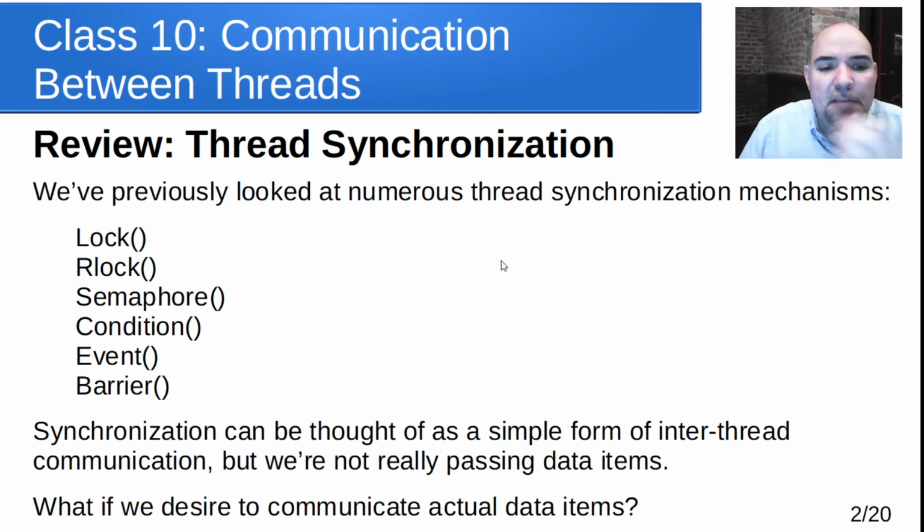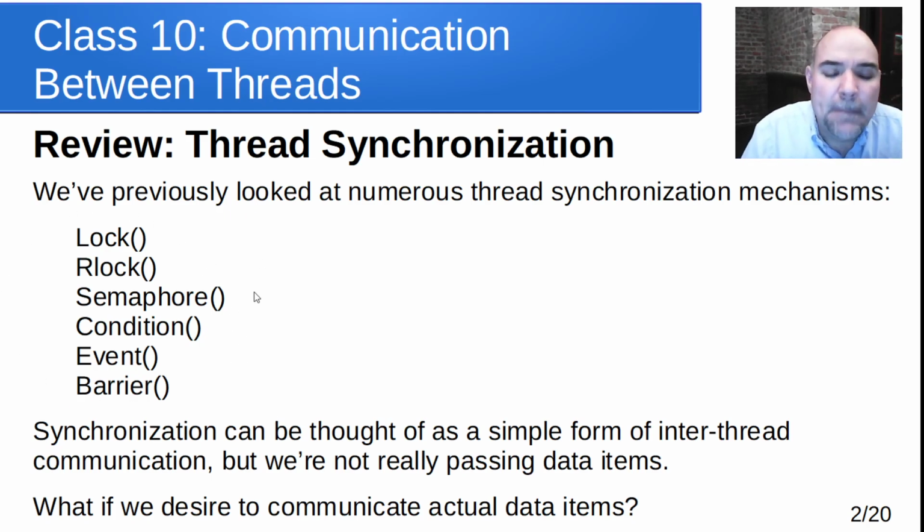Synchronization can be thought of as a simple form of inter-thread communication, but we're not really passing data items between things. Really, you're not saying, hey, here's a piece of data. Now, we've done that, for example, with the monitor concept and condition objects. We created a buffer class and used a condition variable with a with block around that. If the buffer's full, we wait. If the buffer's empty, we wait. We notify when something gets put in the buffer or taken out of the buffer.